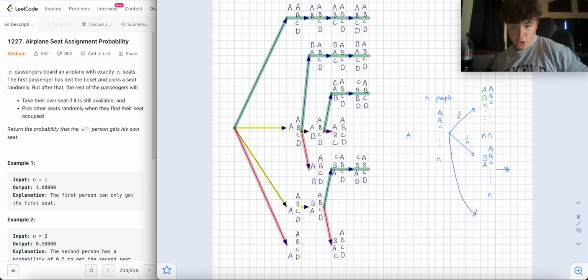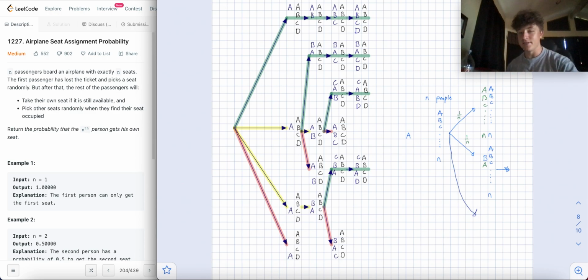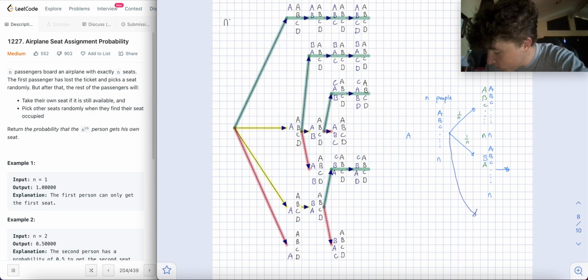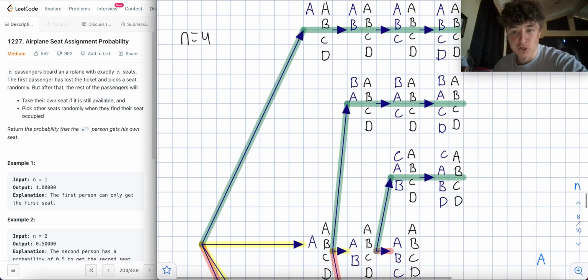So I just pre-drew this out because I don't want to spend the whole video trying to draw this out. But let's just say for this example we have 4 people, so n equals 4. Now, what's happening here is we have the selection of A. A is the first person, and A is going to choose at random. A is not going to intentionally choose its seat. It doesn't have its ticket.